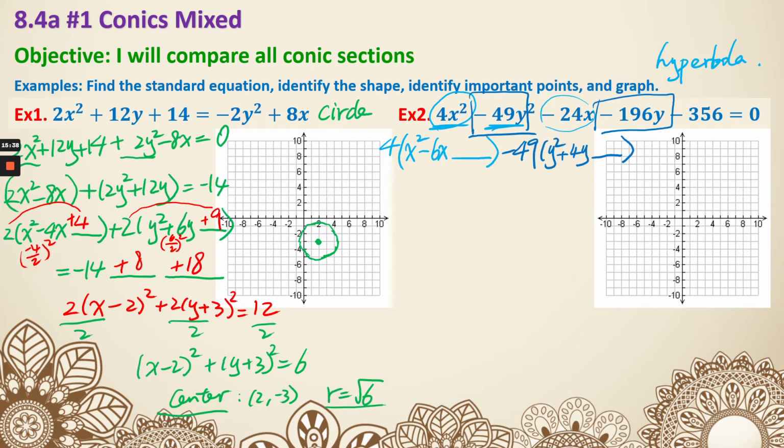And I'm going to move the number to the right side. So 356, but I have two blanks.